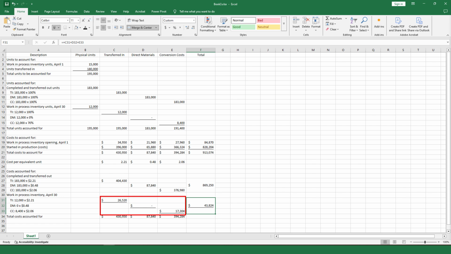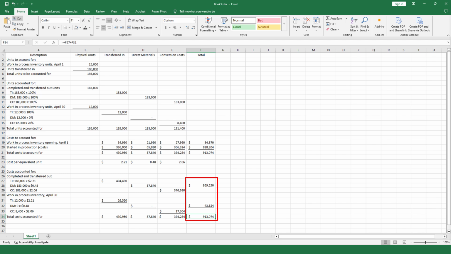We can also add the costs of the work in process inventory for the baking department at the end of April, $26,520 plus 0 plus $17,304 is equal to $43,824. This will be the balance in the work in process inventory baking account at the end of the period. It's equal to the total cost of those 12,000 physical incomplete units.